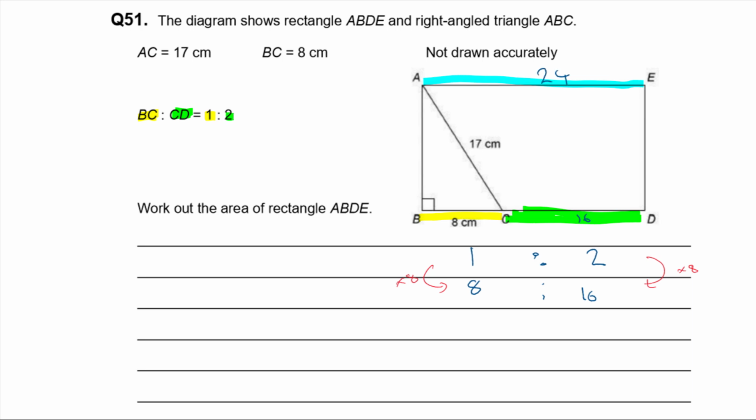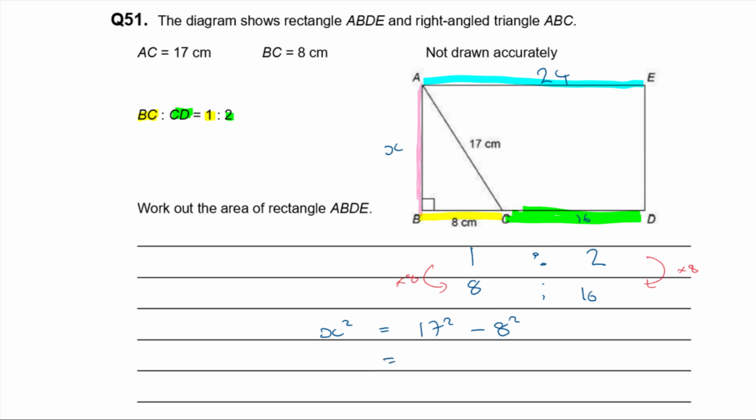Now, if we want to work out the area of the rectangle, we know now the length, but we also need to know the height or the width of the rectangle. This length here happens to be one of the sides of my triangle, where I know the other two sides, so I can use Pythagoras' Theorem there to find AB. Let's call it x for now. x is going to be one of the shorter sides, isn't it? So I'm going to be squaring and subtracting, then square rooting. So x squared is going to be equal to 17 squared minus 8 squared.